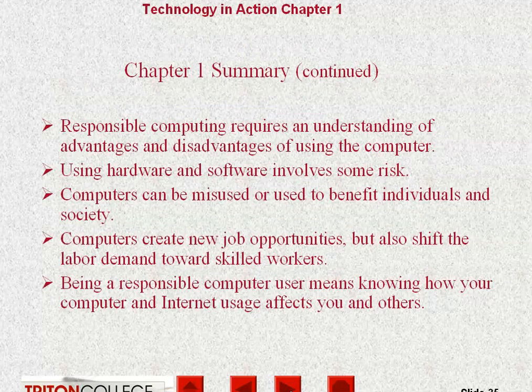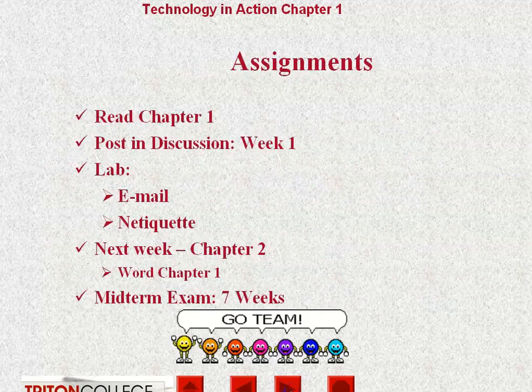Two types of computers include computers for individuals and computers for organizations. Responsible computing requires an understanding of the advantages and disadvantages of using the computer. Using hardware and software involves some risk. It's not risk-free. Computers can be misused or used, just like a hammer, to benefit individuals and society. Computers and computing technology create new job opportunities, but they also shift the labor demand towards skilled workers with better pay. But you have to be willing to put in the mental sweat to learn those skills. And being a responsible computer user means knowing how your computer and internet usage affects you and others.